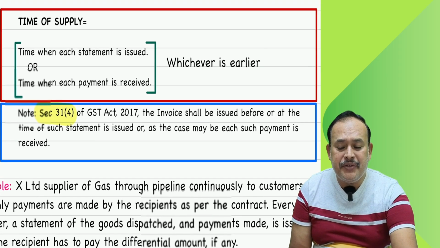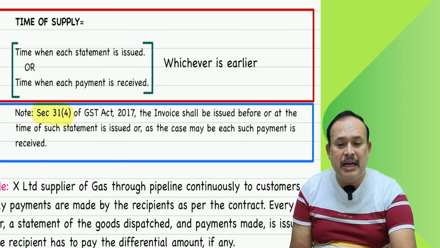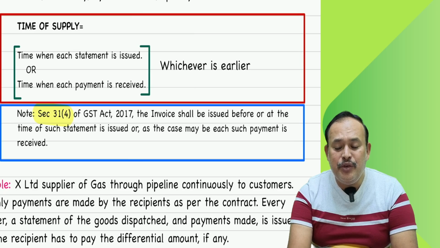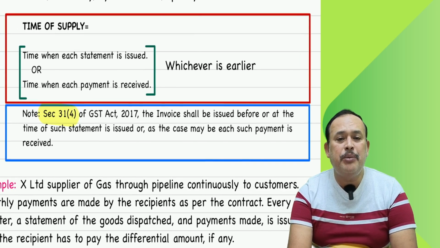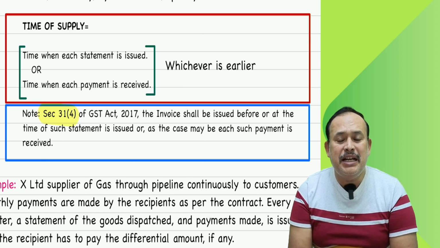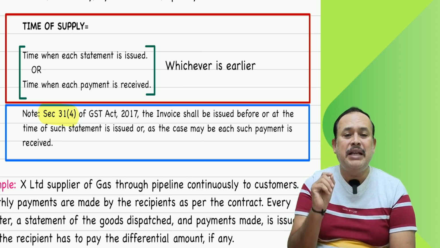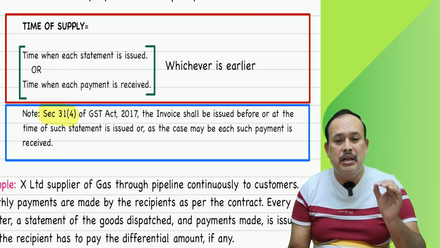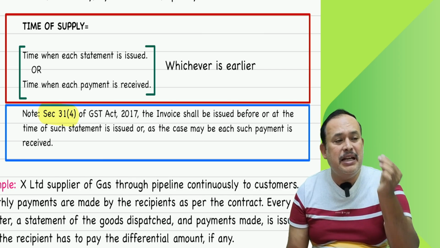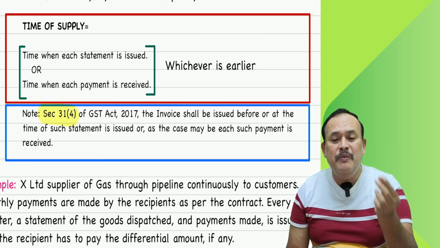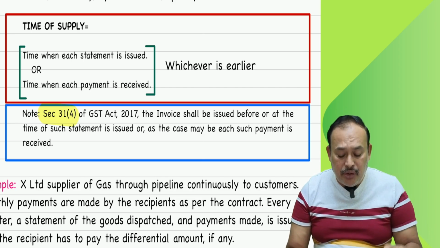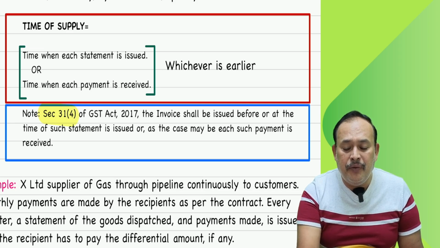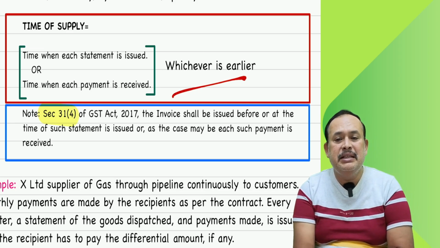Therefore, I simplify by saying that the time of supply here, in case of continuous supply of goods, is considered as follows. Time of supply is equal to when each statement is issued or the time when each statement is received, namely each payment is received. Repeating: the time when the statement is issued or the time when the payment is received. Among the two, whichever is earlier is considered as the time of supply.